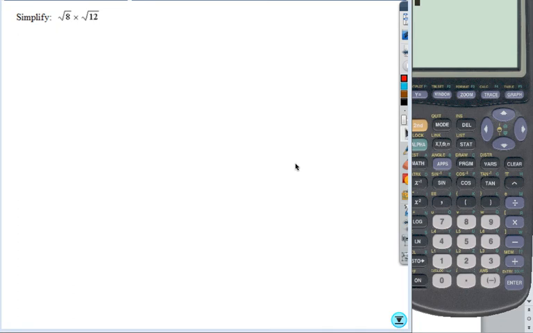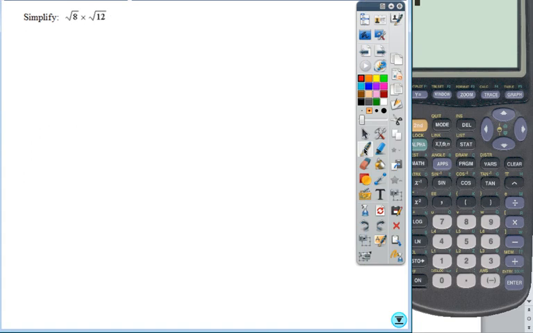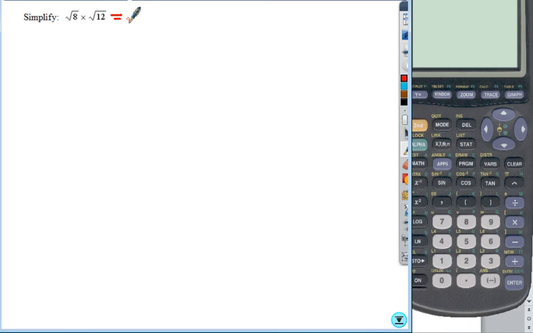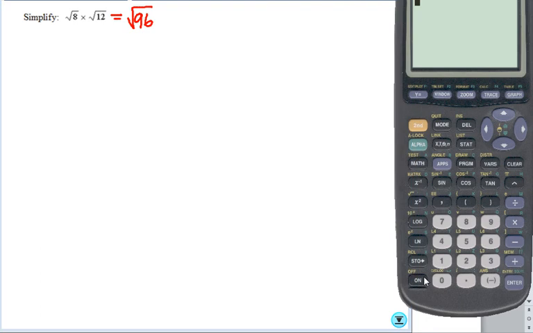Hi, this is Mr. Sullivan, and today we're going to work on some operations with radicals. First thing you need to know is that when you multiply two radicals, you can combine them into one. So square root of 8 times square root of 12 is actually equal to the square root of 96, because 8 times 12 is 96.